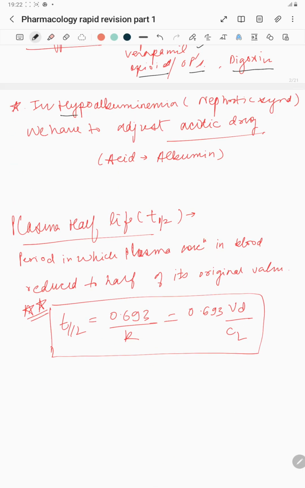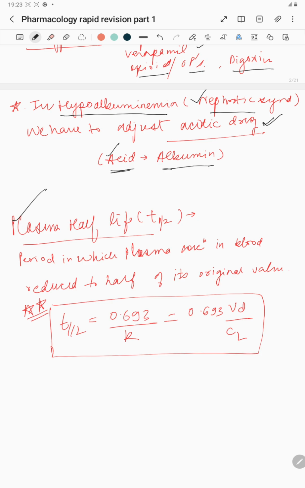So there is an important concept in a hypoalbuminemia patient, like in nephrotic syndrome, we have to adjust the acidic drugs. Why? Because acidic drugs bind to albumin. There is no need for adjustment of any basic drug. Only acidic drugs need to be adjusted in the nephrotic syndrome patient.